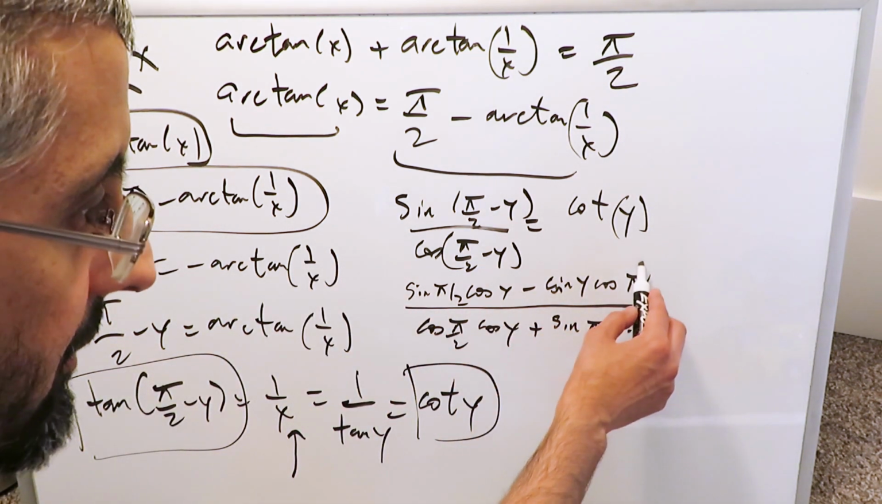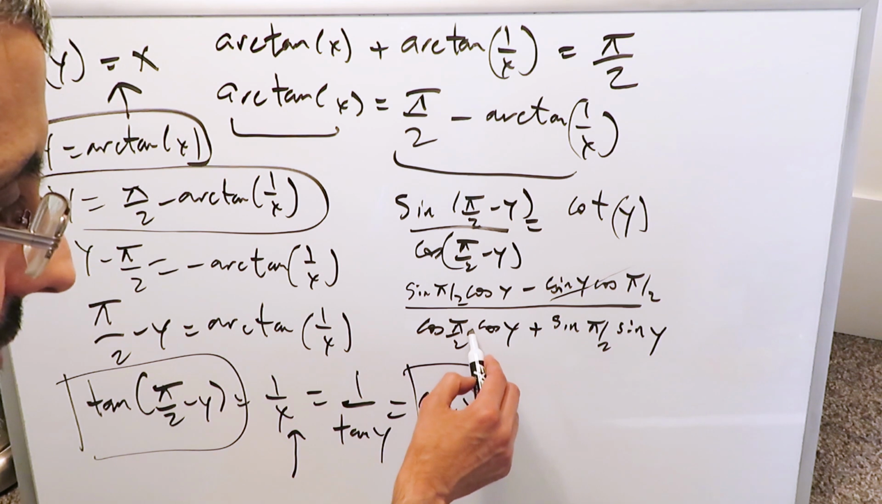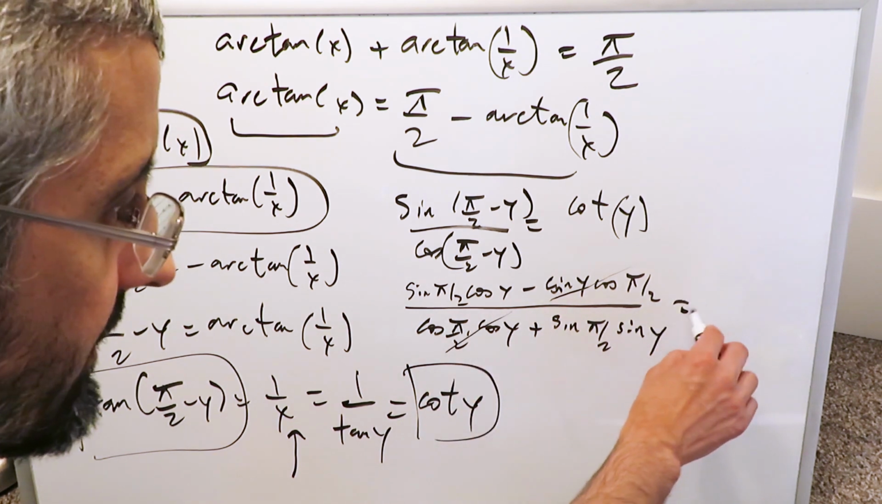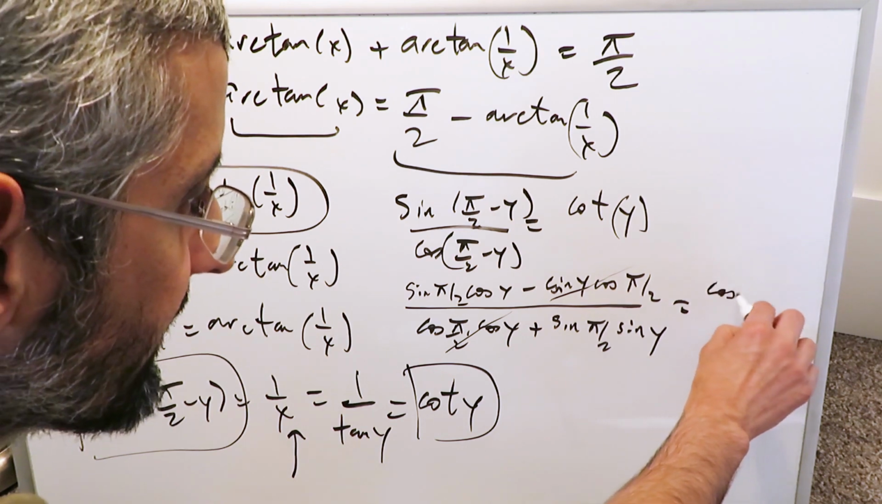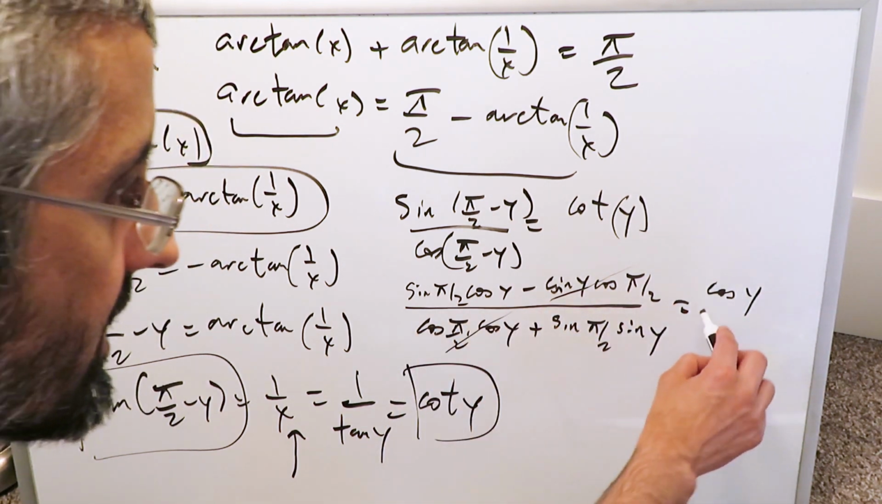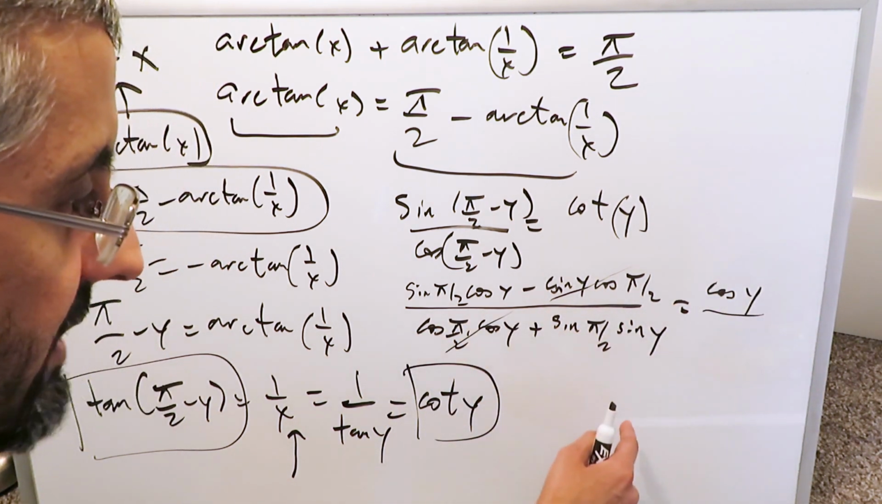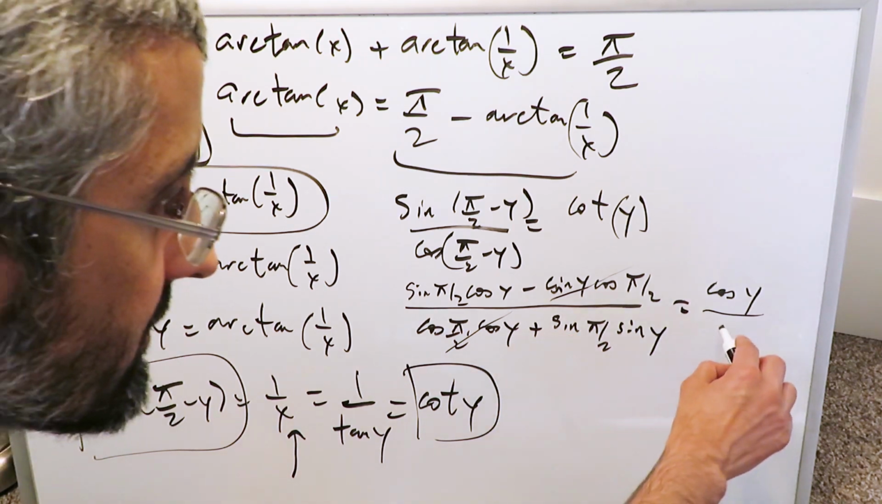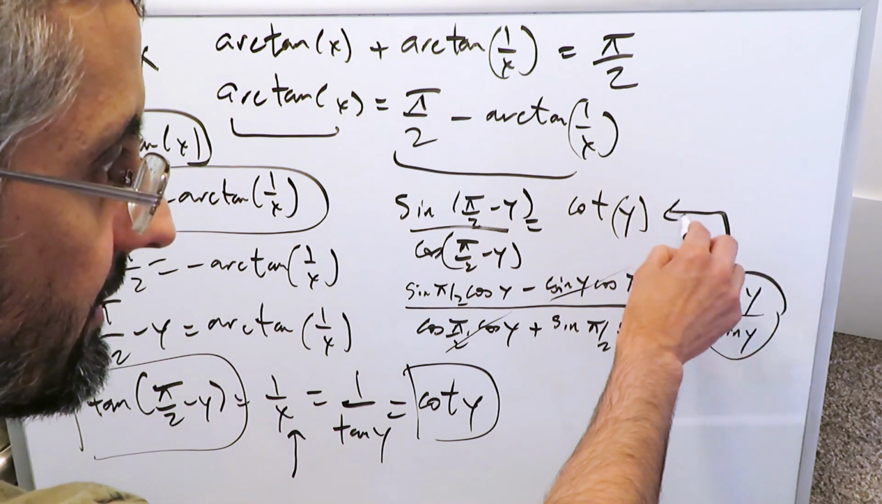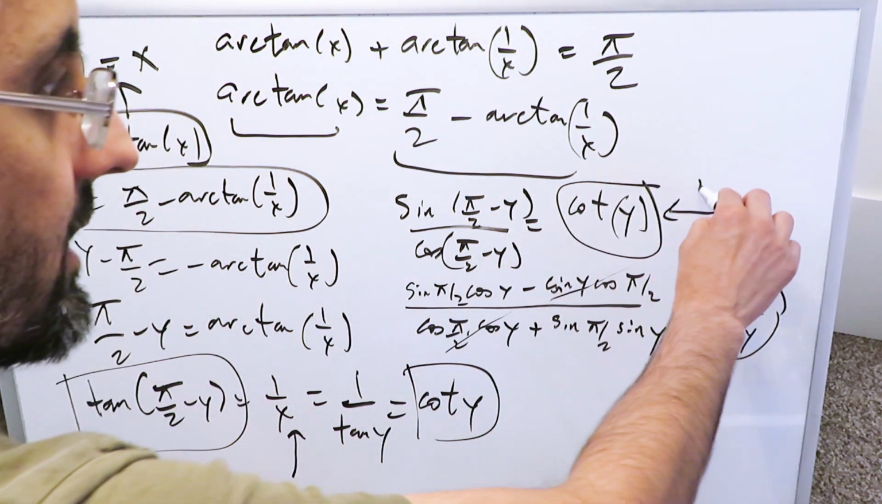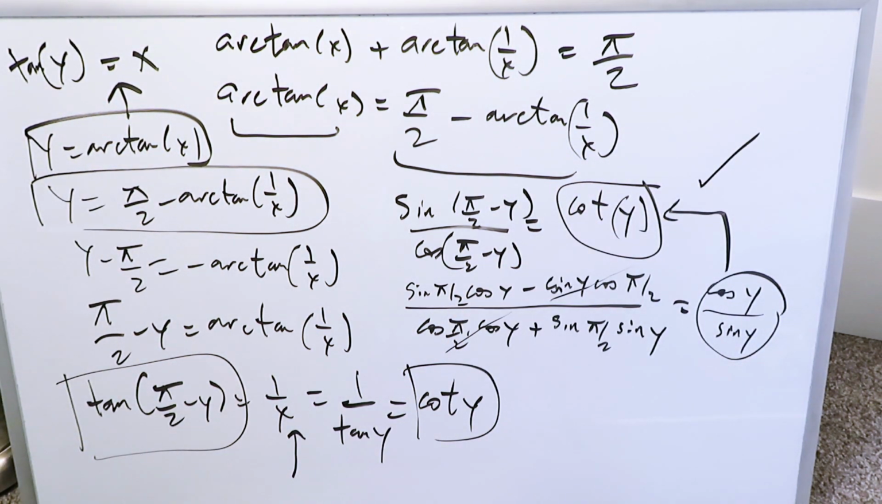Anyhow, cosine pi over 2 is always 0, this goes out. The only thing which remains is sine pi over 2 cosine y. In the top, there will be just cosine y because sine pi over 2 is a 1. In the denominator, you have sine pi over 2 times sine y. Sine pi over 2 is always equal to 1, so you have sine y. Cosine y divided by sine y is indeed equal to cotan y, and we're good. And the verification procedure is indeed complete.